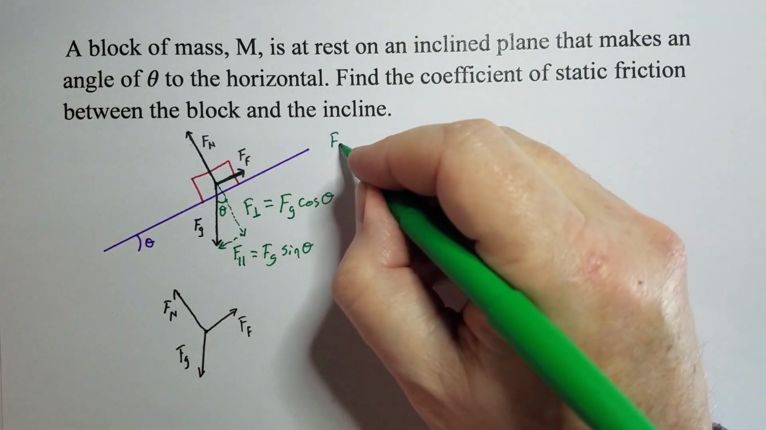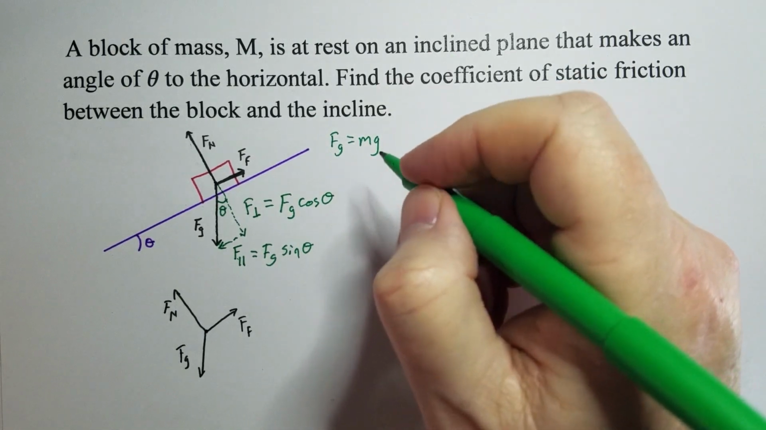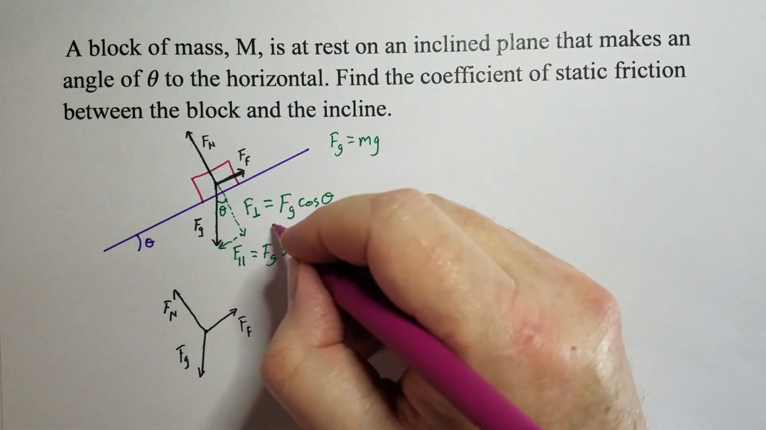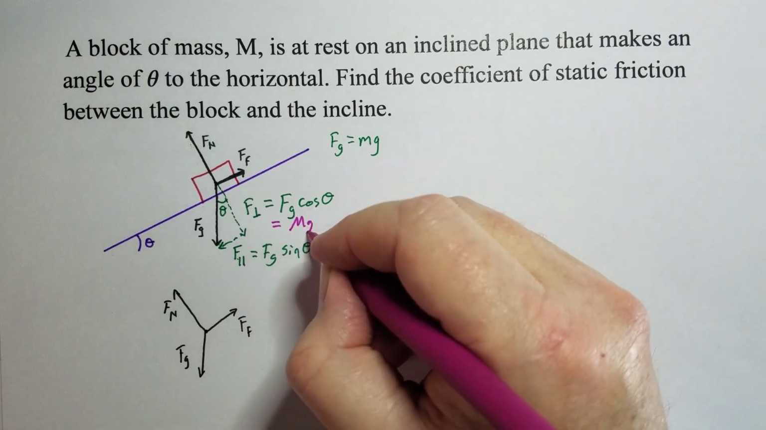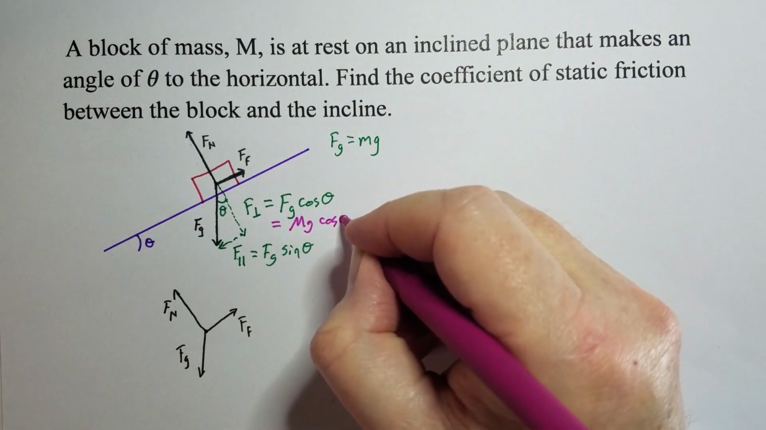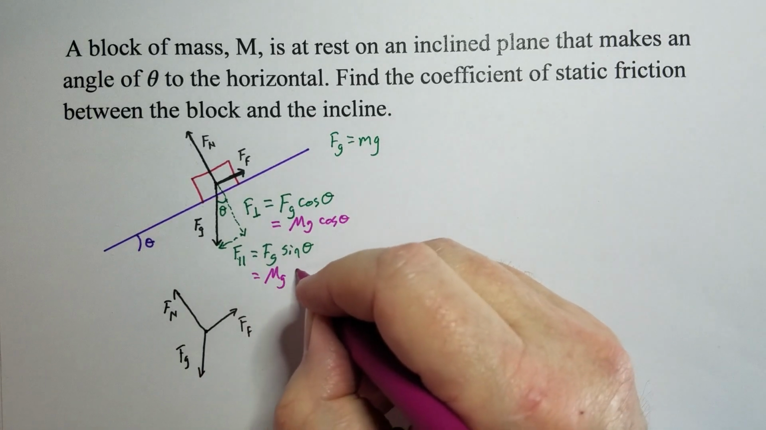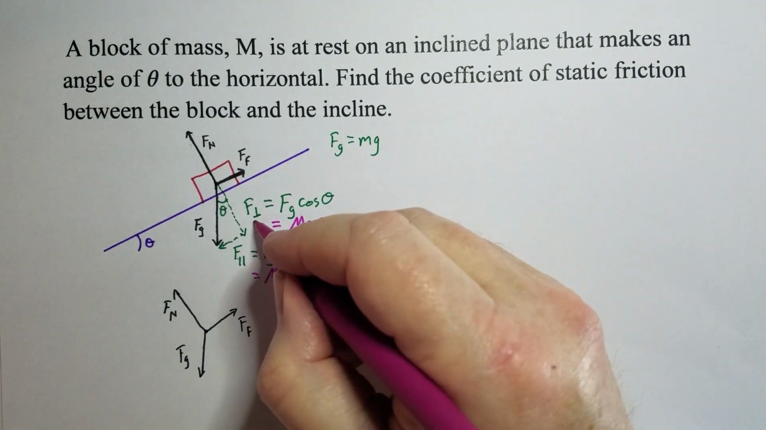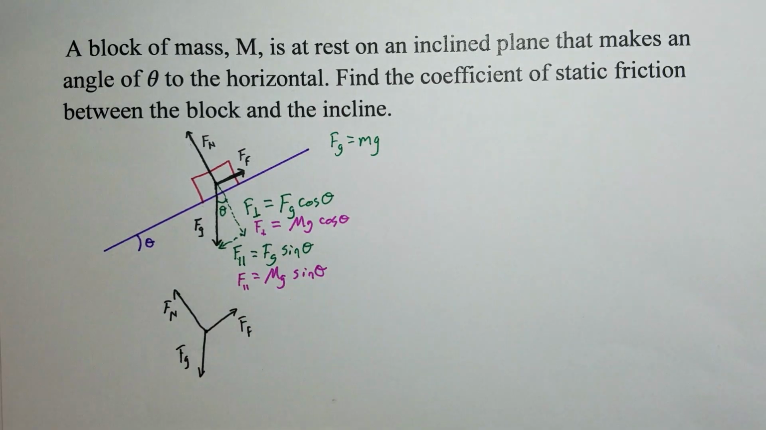And we know that weight is mass times gravity. So I'm going to go ahead and substitute those in. So when I do, the perpendicular one becomes mg cosine theta, and the parallel one is mg sine of theta. All right, so we know what those are. I'm going to keep them over here because we'll need them later.